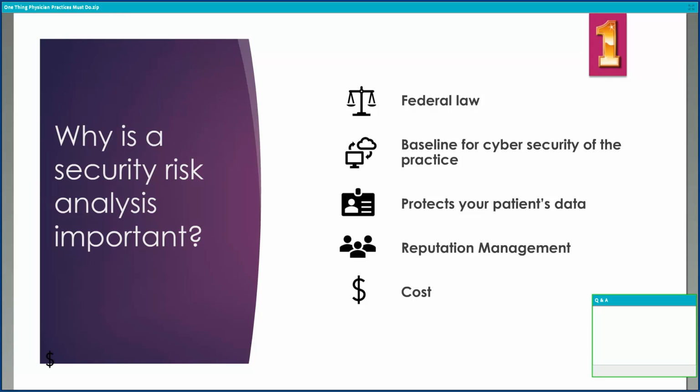Again, the director, Roger Severino, says the OCR is very serious about protecting health information privacy and will pursue litigation if necessary to hold entities responsible for HIPAA violations.